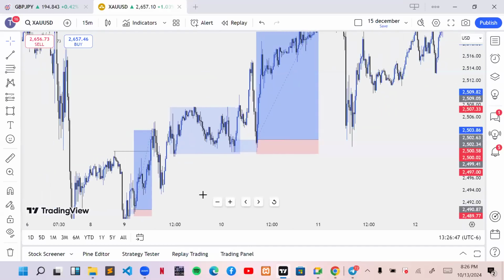Majority of the time, when there's a consolidation, you start waiting for the market to break out to any side, and that's the side you're going to take your trade in, in that direction.